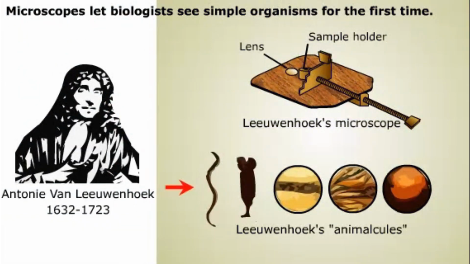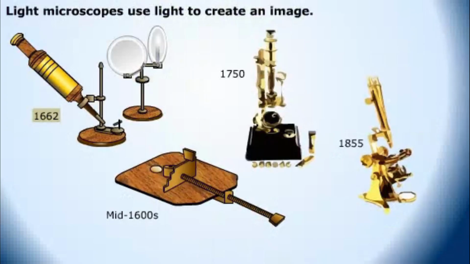Leeuwenhoek used his microscope to look at samples of pond water. He was probably the first person ever to actually see living microorganisms. Over the past 3 centuries, scientists have continued to improve on the design and quality of microscopes for viewing smaller and smaller objects more clearly.